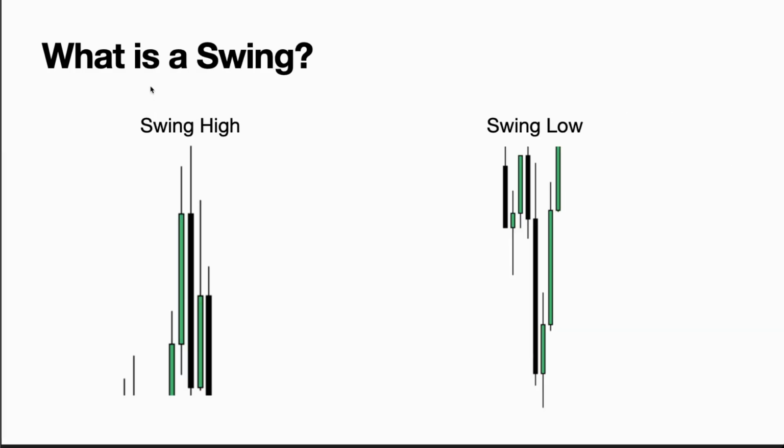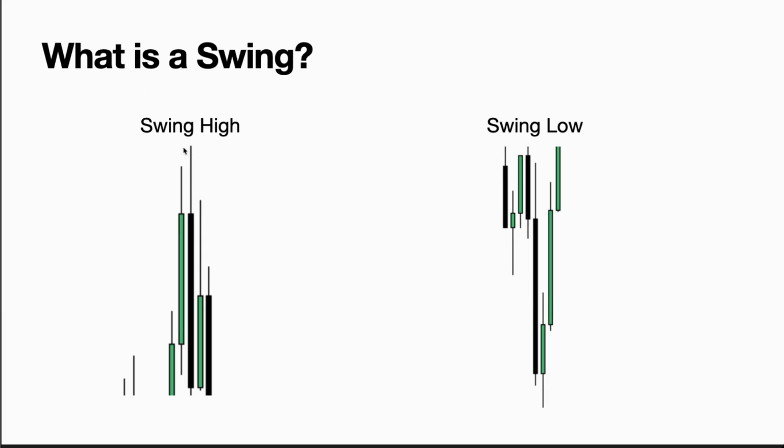So now, swings. What is a swing? So there is two forms of a swing. It is a swing high and a swing low. And these are also three candle formations, which is similar to a fair value gap. And they do actually serve a similar purpose.